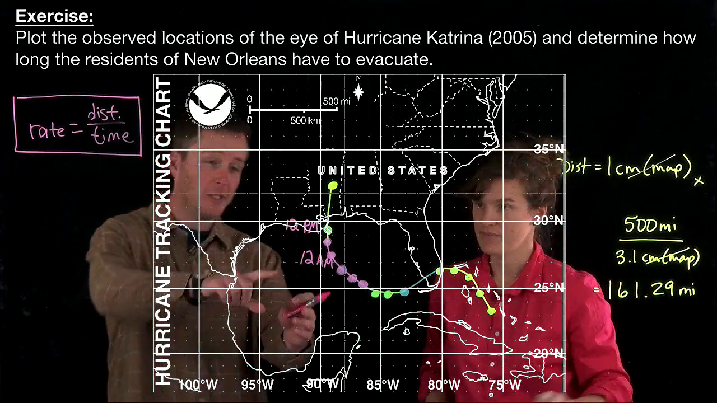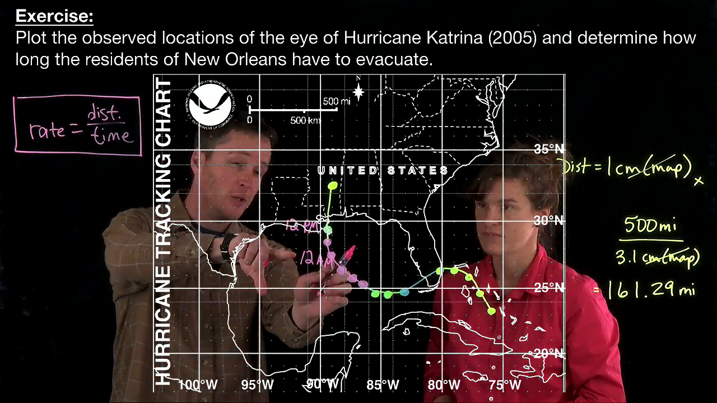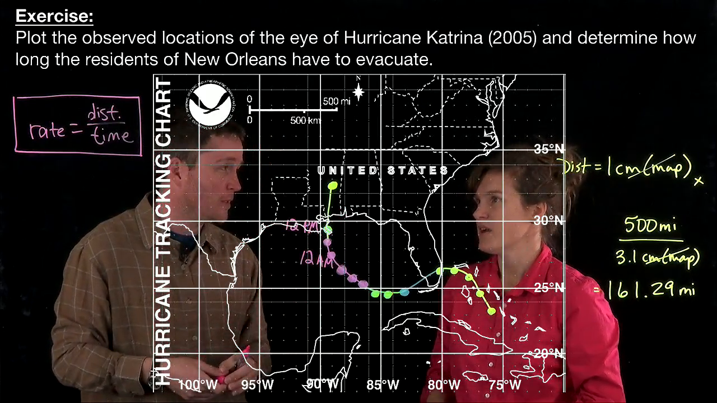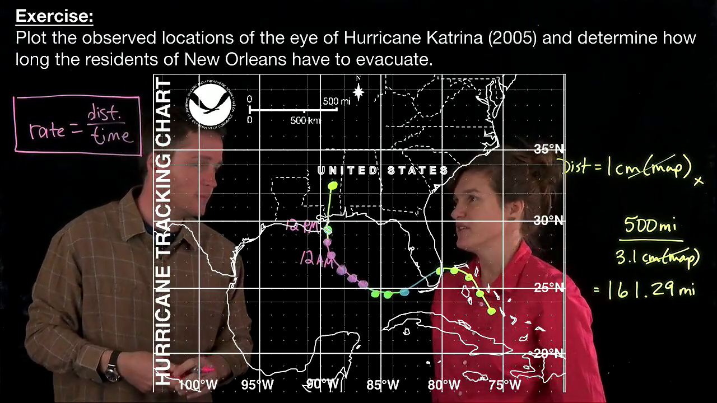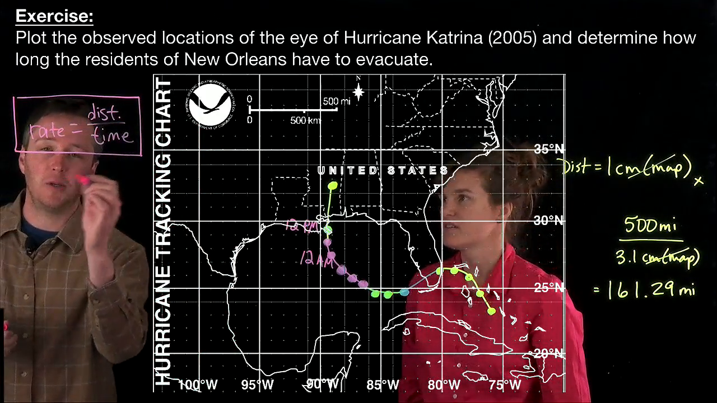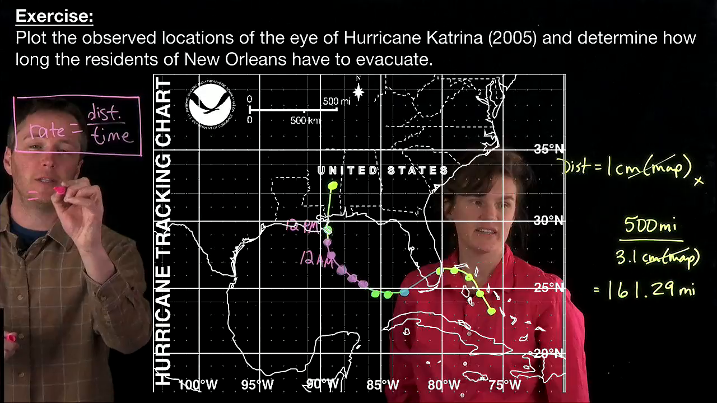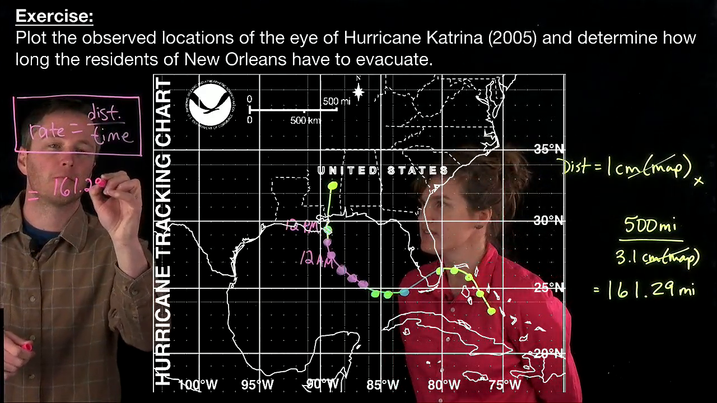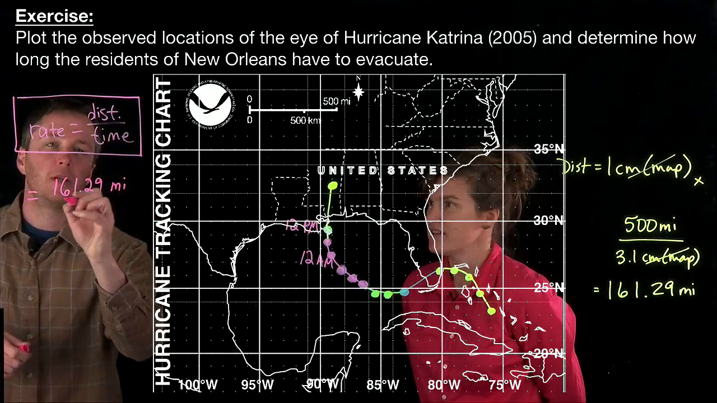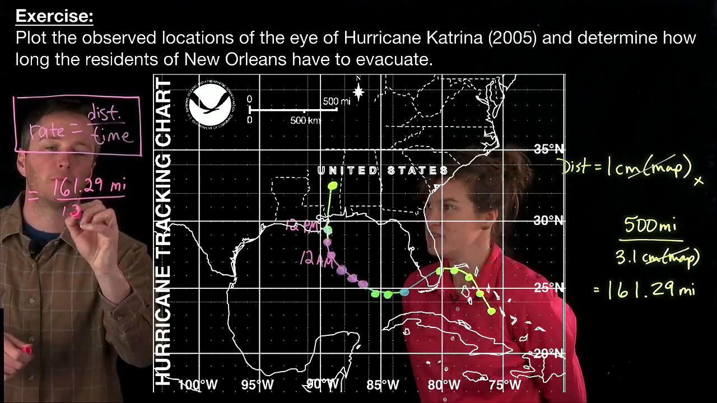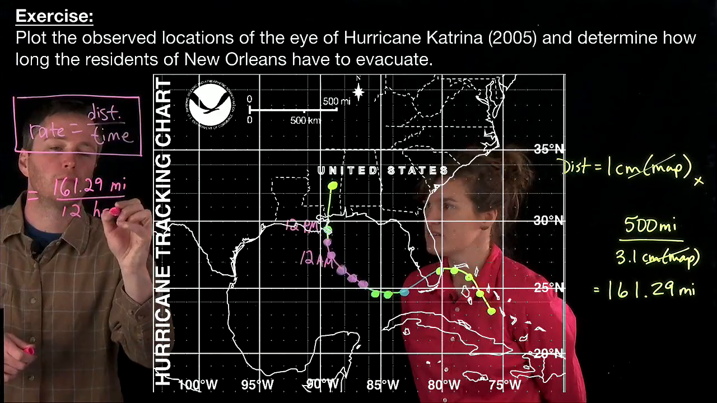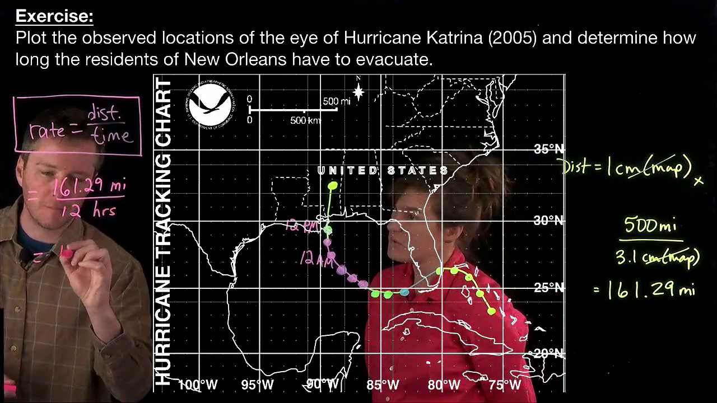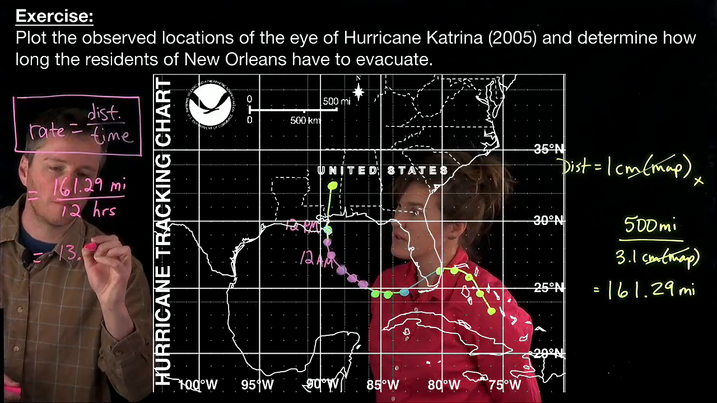Since we know that the hurricane was here at 12 a.m. and here at 12 p.m., it was 12 hours difference between the 2 points. Oh, okay, so we can just plug that into our rate equation. Right, now we know the distance and the time. The distance was 161.29 miles, and the time was 12 hours between these 2 points. And so that comes out to be 13.4 miles per hour.